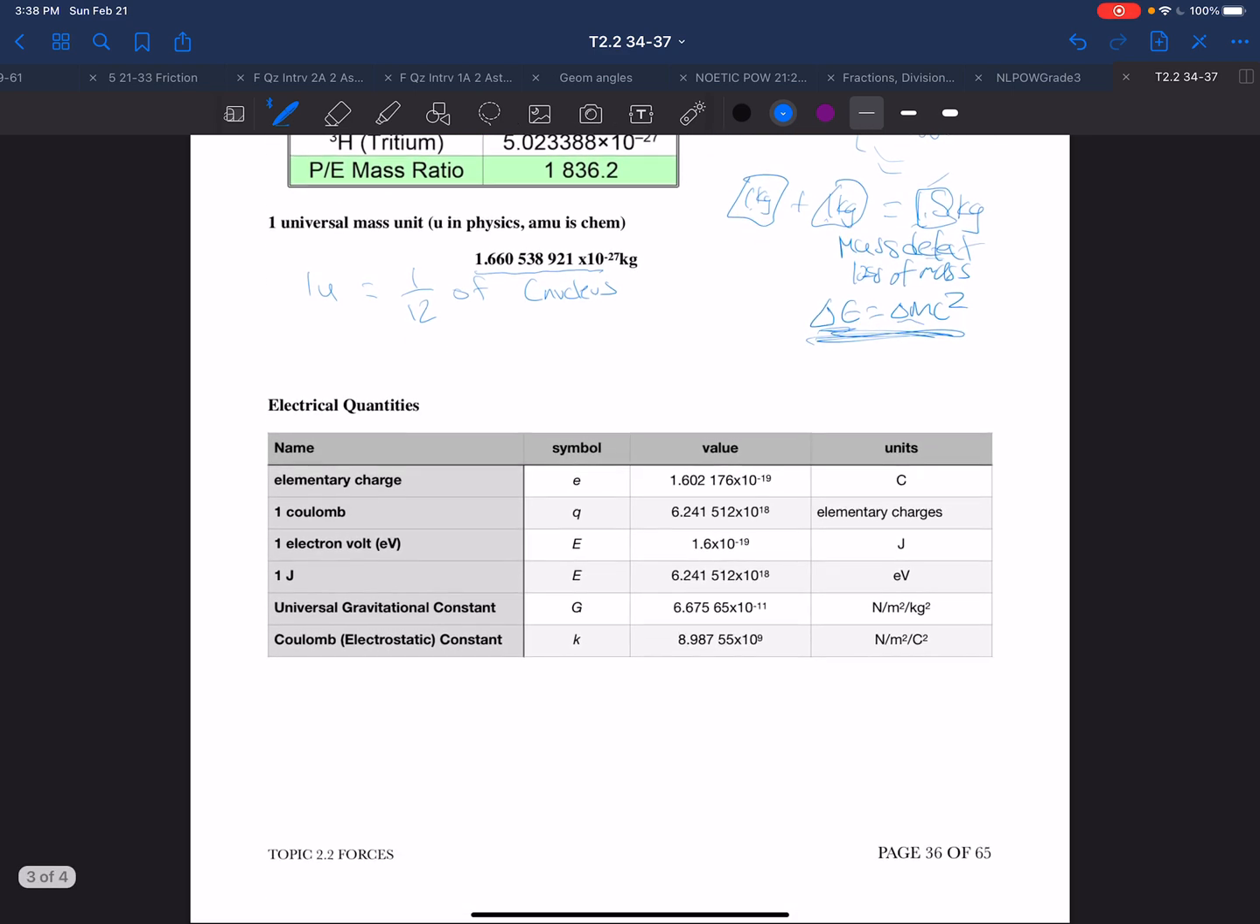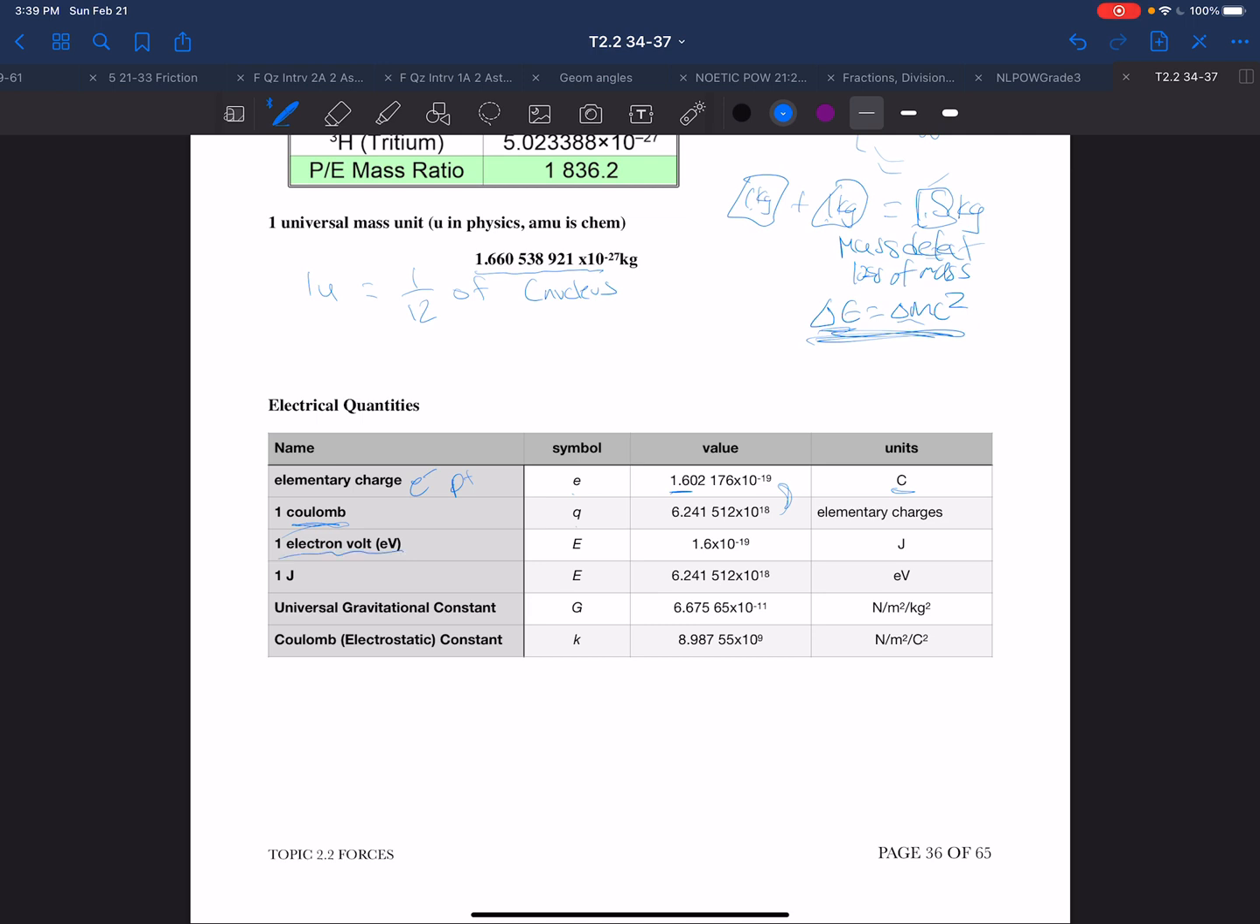So now let's talk about the electrical quantities. An elementary charge, that is the charge of an electron or a proton, has the symbol e, and its value is 1.602176 times 10 to the minus 19th. It is good for you to know it's 1.6 times 10 to the minus 19th. The units of that are coulombs, which that name is written right here below. 1 coulomb, the charge Q of 1 coulomb is 6.241 times 10 to the 18th elementary charges. These two are just the reciprocals of each other.